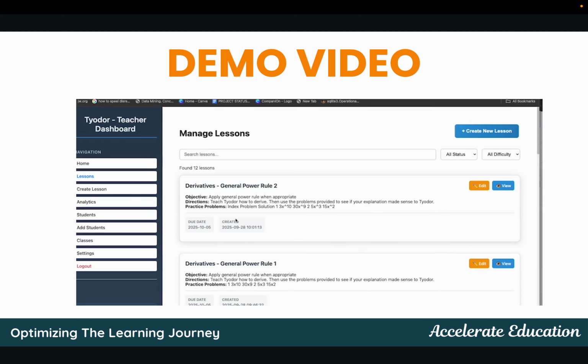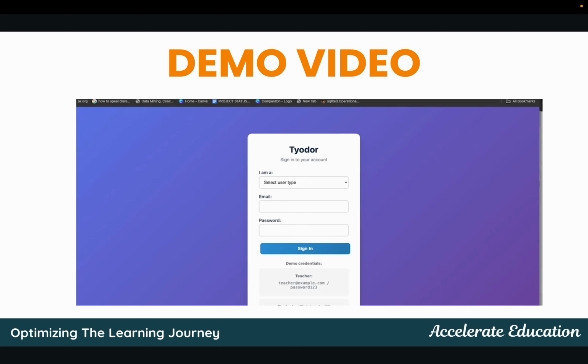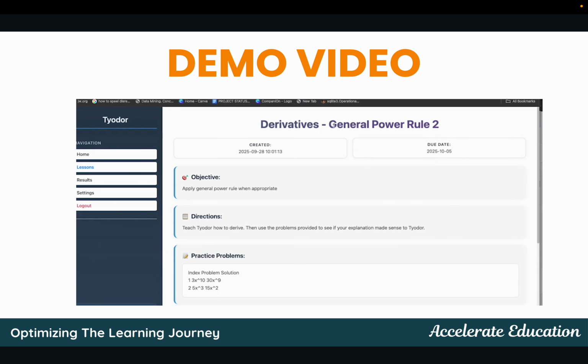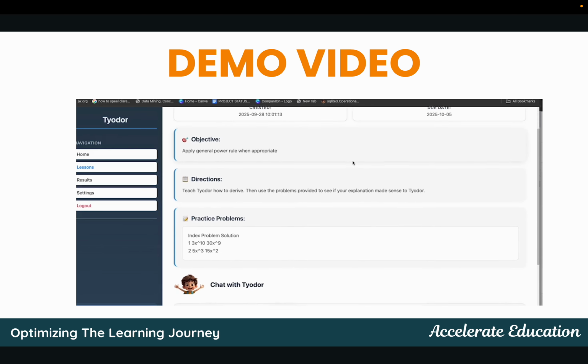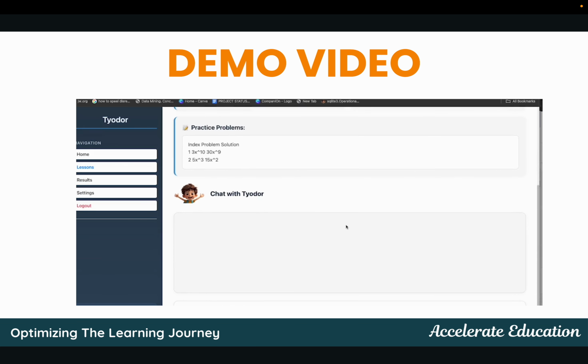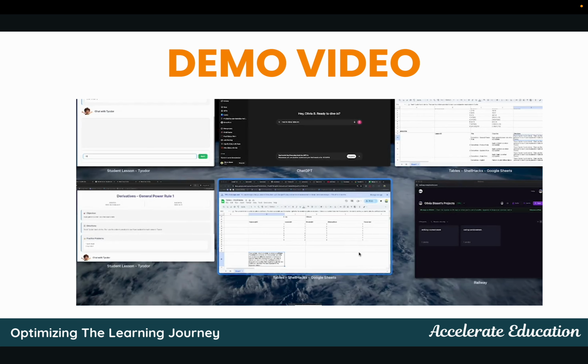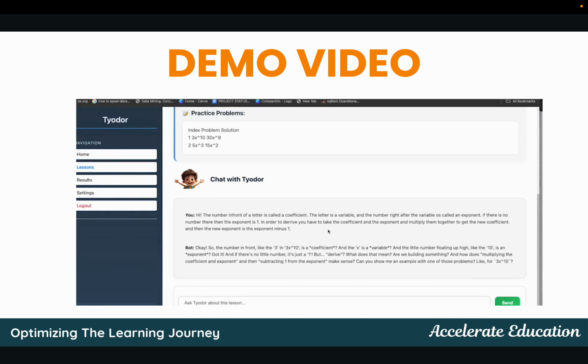So now the student is going to log in, and once the student has logged in, student sees the lessons that have been assigned to them, including the general power rule lesson. And so the student sees the objective and the directions as was entered, and they are met by Theodore. And so now they're going to teach Theodore how to derive. And so there's going to be some back and forth with refining of Theodore's education.